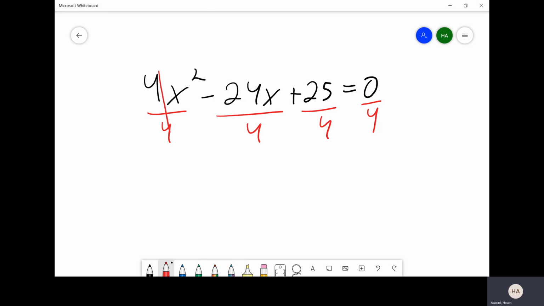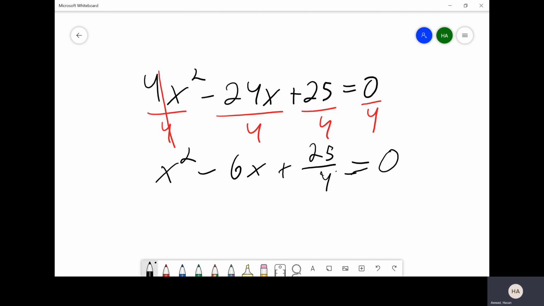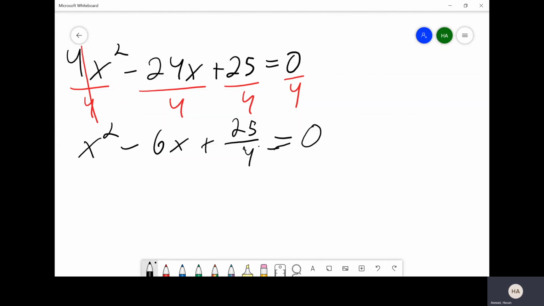Okay, so now these are going to cancel out, which is exactly what we wanted, and we just get an x squared. 24 divided by 4, 4 actually goes evenly into it, right? So we get minus 6x. And unfortunately, it's not a dream world, right? We still end up with a fraction, 25 divided by 4. There's nothing we can do there to simplify that. But 0 divided by 4 is always going to be 0. Okay, great. We've gotten rid of the 4x squared. It's now just x squared.